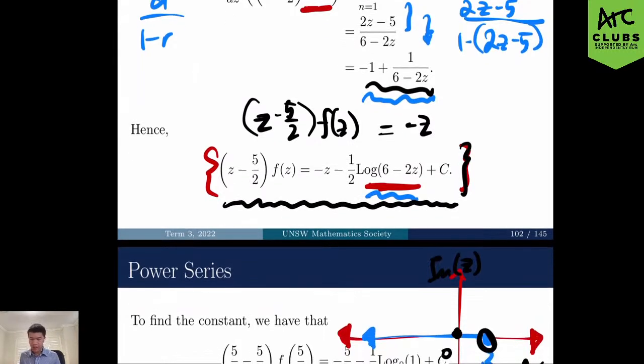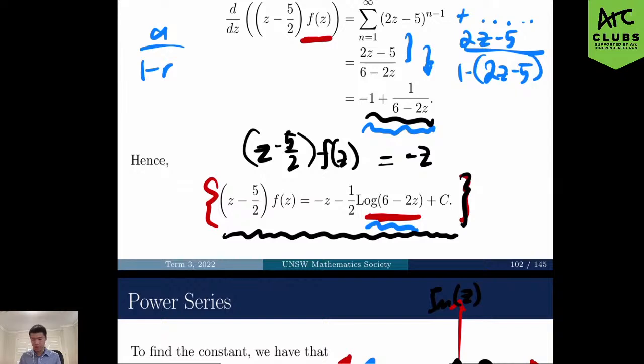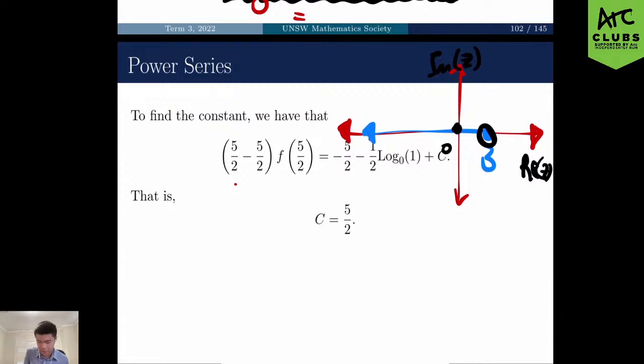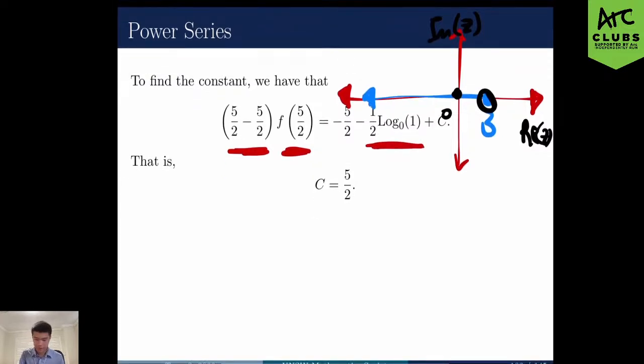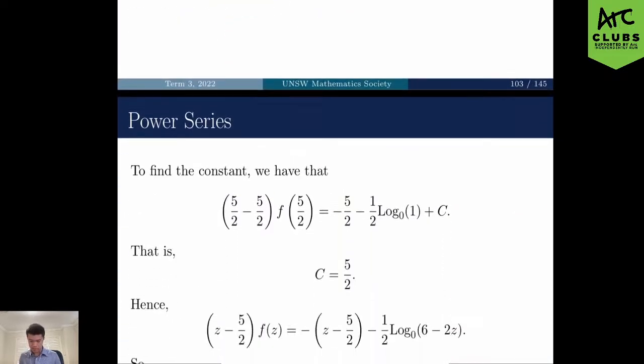And so in this case, what we want to sub in is the most obvious one to sub in, the one that makes both sides equal to 0. So you could probably sub in z equals 5 on 2 on the left-hand side. And then you'll get this is equal to 0. This is also equal to 0, because you get 6 minus 2 times 5 on 2, which is equal to 1, and that's equal to all 1. So what happens is you get 5 on 2 minus 5 on 2 times f(5 on 2) is equal to minus 5 on 2, minus half log of 1, plus c. And so that all cancels out, you get c equals 5 on 2.